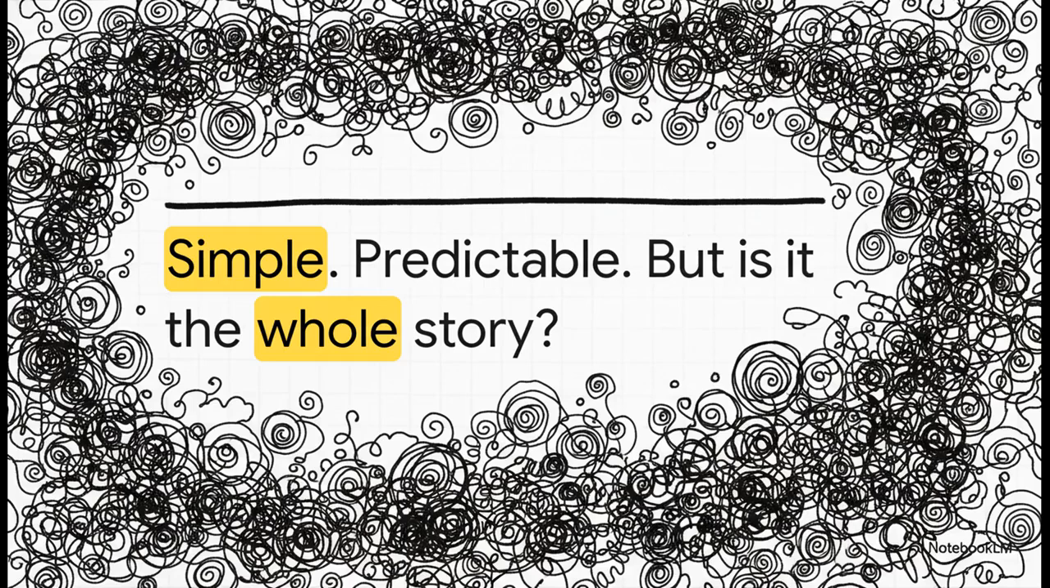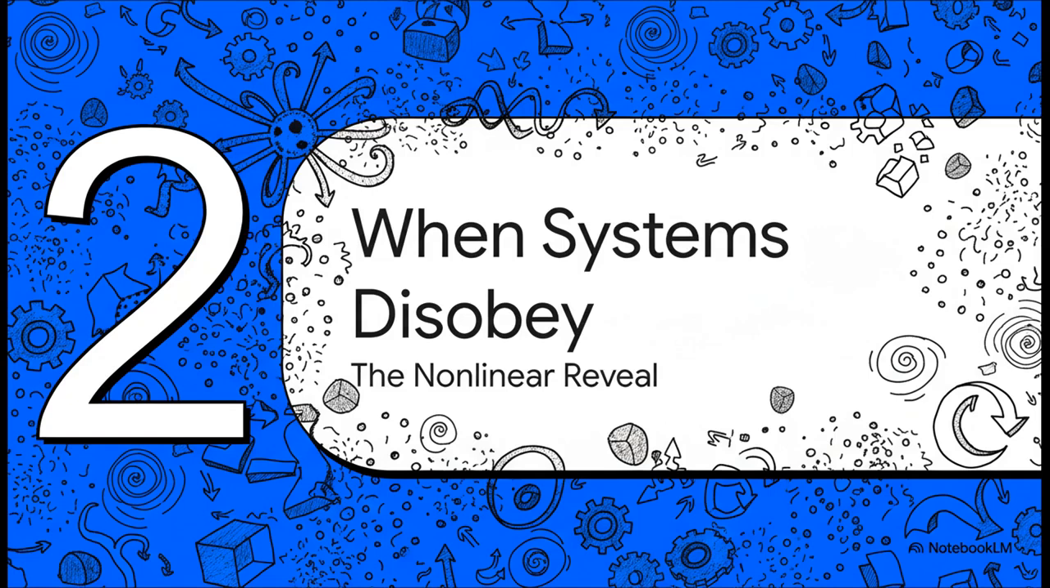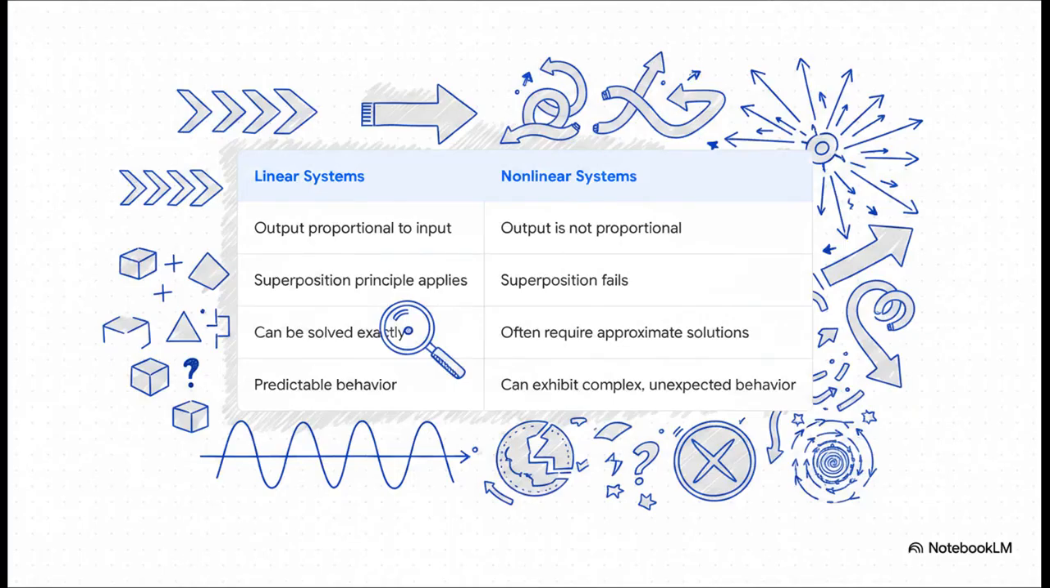But as you and I both know, the real world is rarely that well-behaved. This whole neat linear picture is really just an approximation. It's a starting point. So what happens when systems start to break the rules? And that brings us to the really interesting part of our story. What happens when systems disobey? This is where things get messy, unpredictable, and frankly, infinitely more fascinating. This is the nonlinear reveal. And the difference is like night and day.